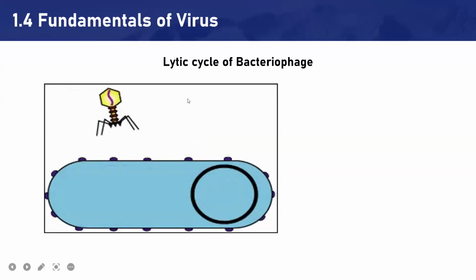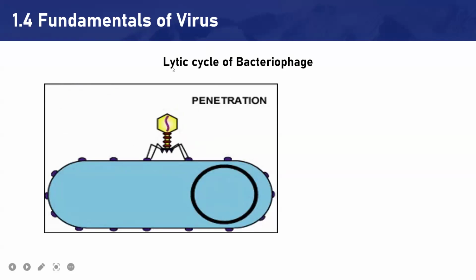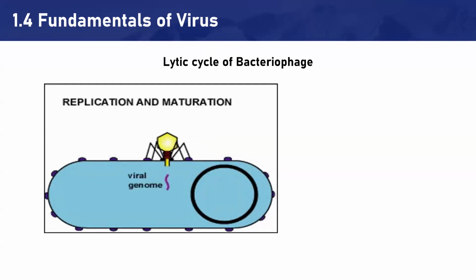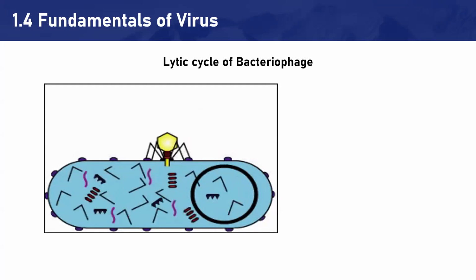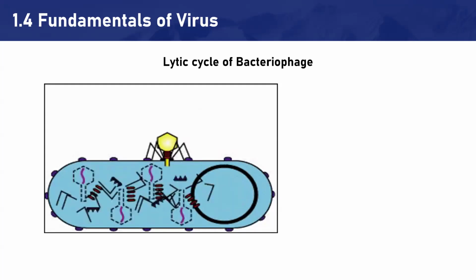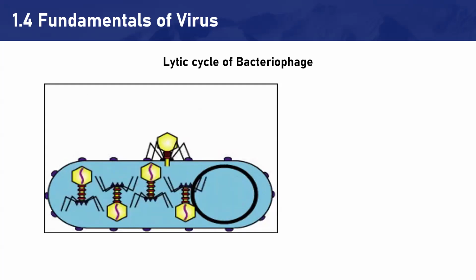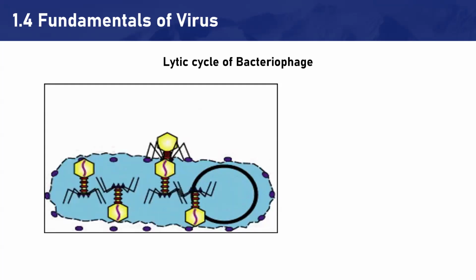For the lytic cycle of the bacteriophage, they have 4 steps. The first step is adsorption. The second step is penetration. That means the bacteriophage pumps the genetic material inside the bacterial cell and leaves the body outside. And the third step is replication and maturation. That means the bacteriophage will generate the components of the phage body inside the bacteria. After that, they assemble together to make new bacteriophages inside the bacteria.